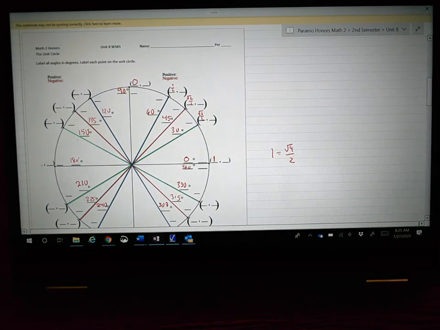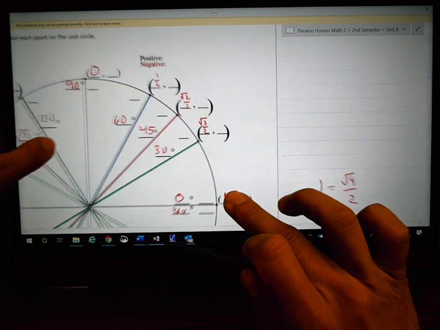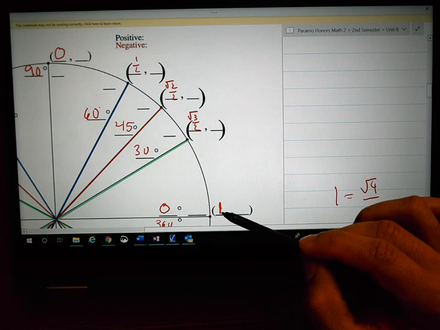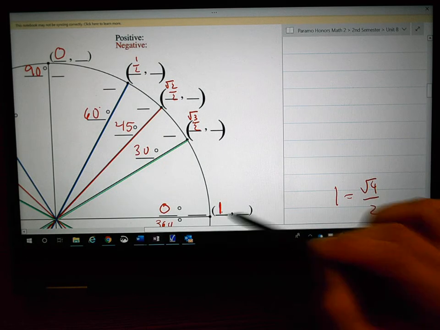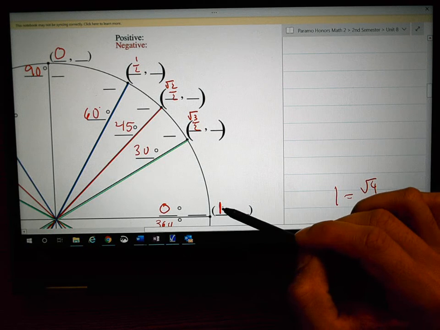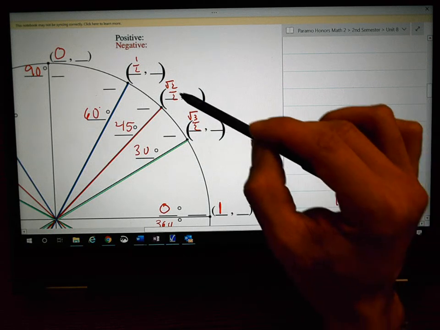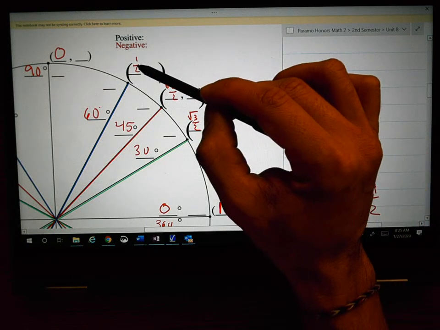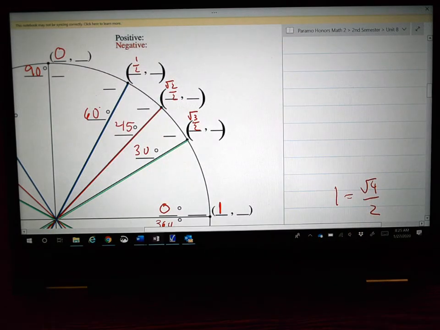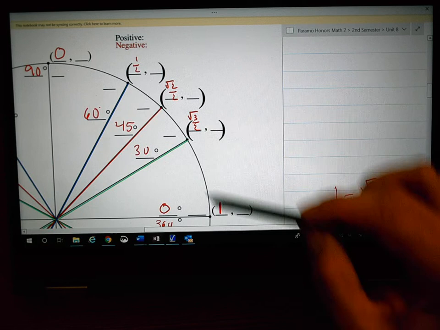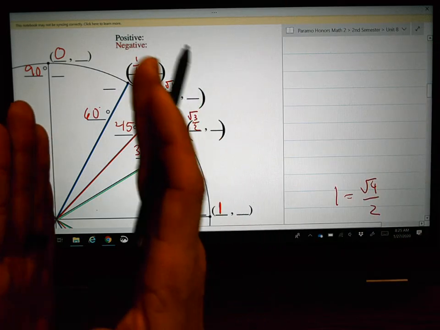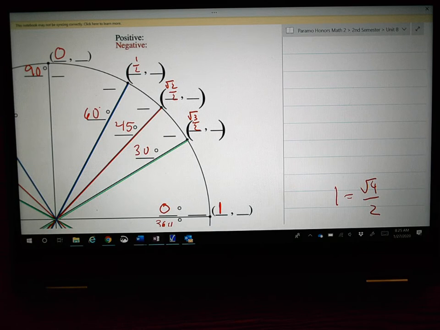So let me say that again, and I'm going to zoom in because I know that it's hard to see. This is root 4 over 2, which is the same thing as 1. It simplifies. The square root of 4 is 2. 2 divided by 2 is 1. Root 4 over 2, root 3 over 2, root 2 over 2, root 1 over 2 simplifies, and root 0 over 2. It's just a pattern. It descends going up the circle because your x distance is getting smaller as you go.